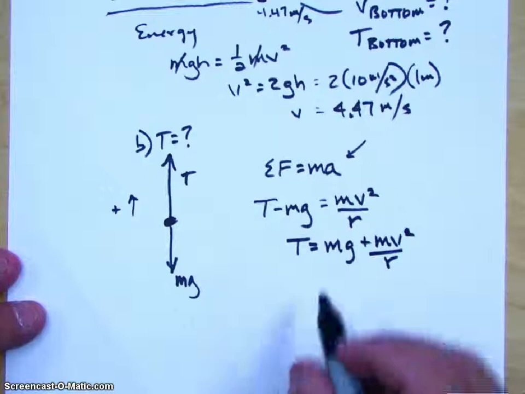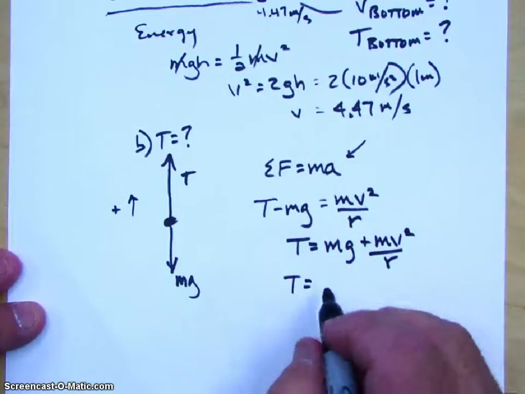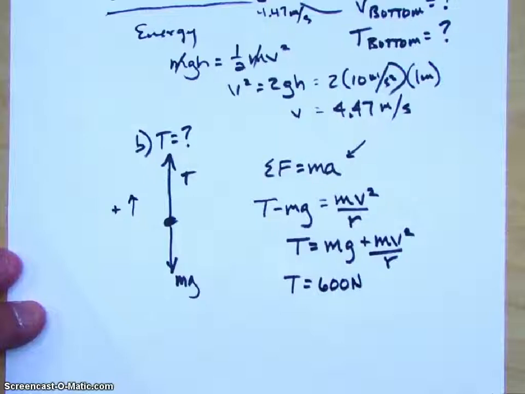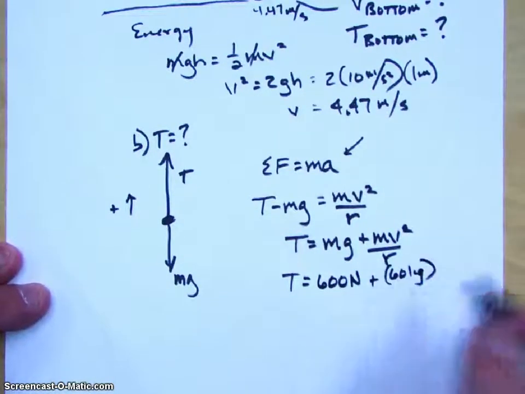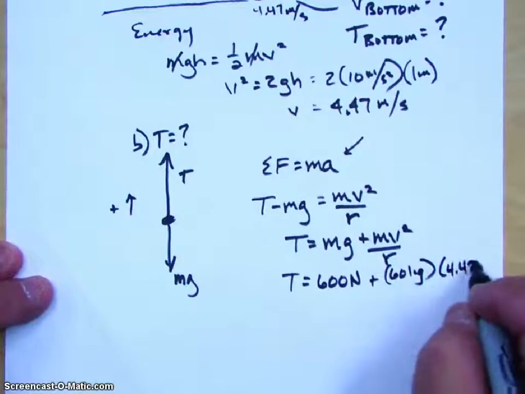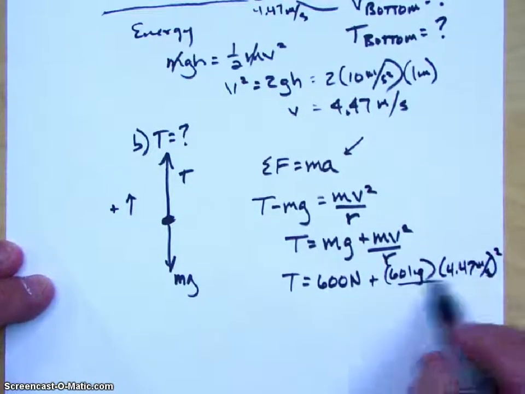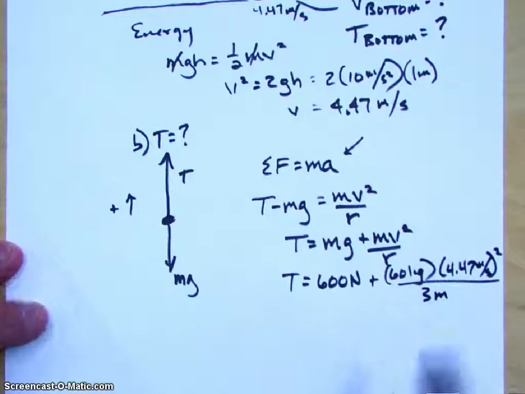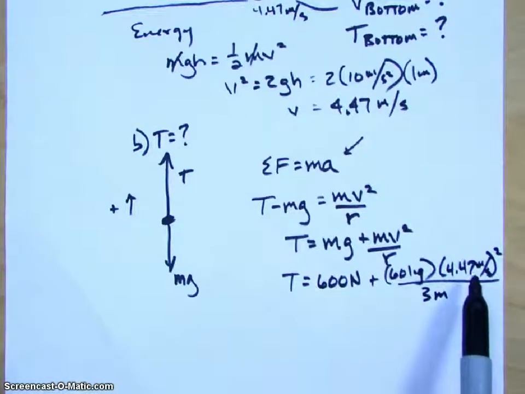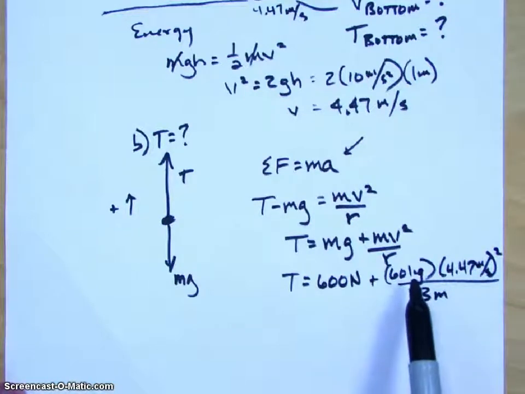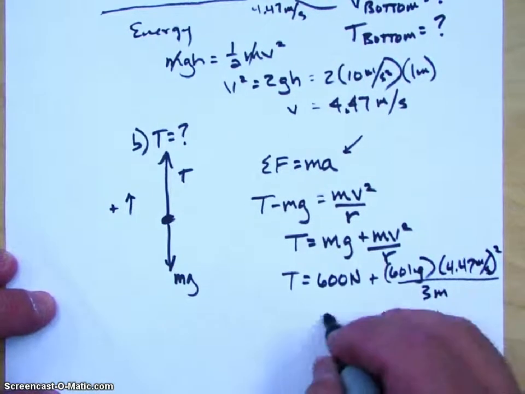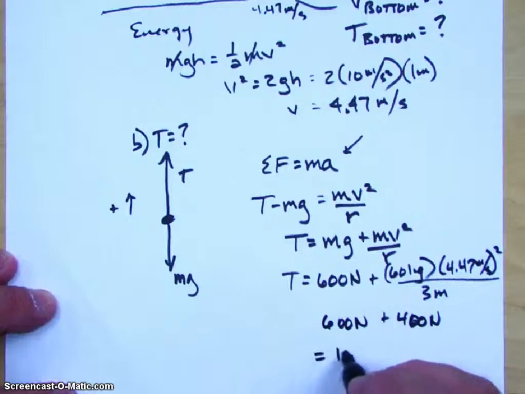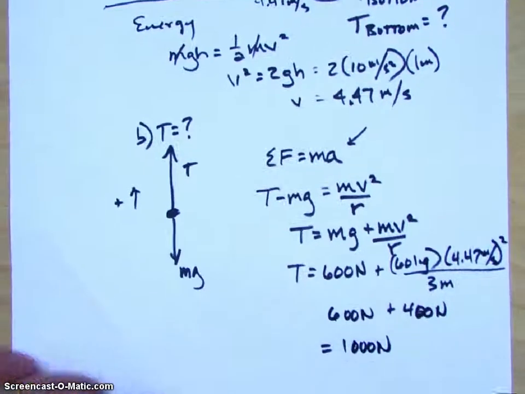Okay, now let's plug and chug and get an answer out of it. Well, m times g is going to be 600 newtons, 60 times 10, plus 60 kg times the speed of 4.47 meters per second squared divided by the radius of 3 meters. Now 4.47 squared is 20. We already got that. 20 times 60 is what, 1200? 1200 divided by 3 is 400. So this is 400 newtons. This is 600 newtons. This is 1,000 newtons.